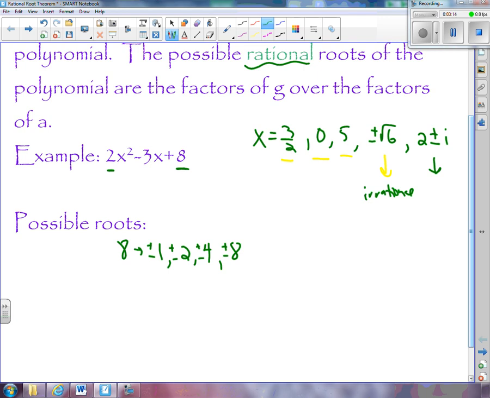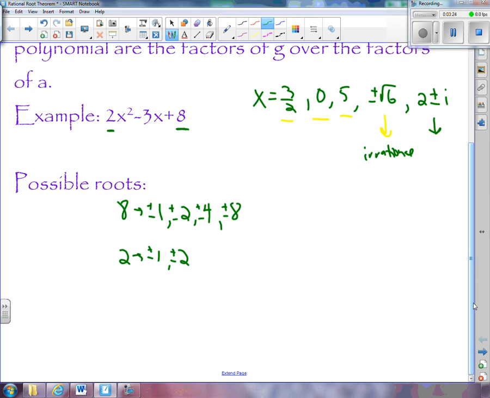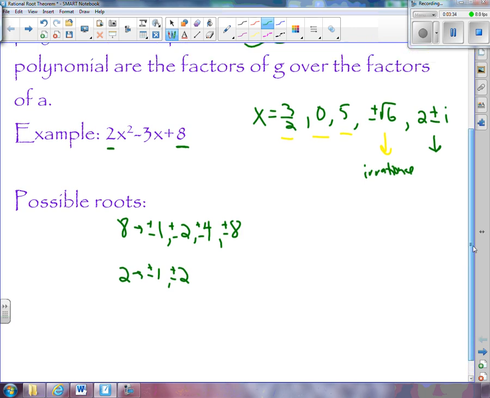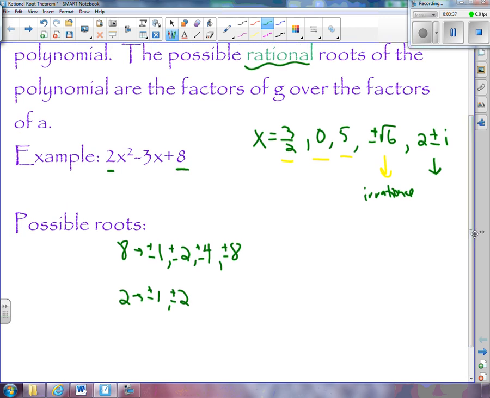Then let's talk about 2. The first number, the a. So the factors of 2 are just 1 and 2. Let's not forget our positive and negative. So now that we have the factors of the first number and the factors of the last number, let's try to take these and divide them to figure out what the possible roots could be. Remember that the theorem says that the possible rational roots are the factors of g, the factors of the 8, over the factors of a, factors of 2.